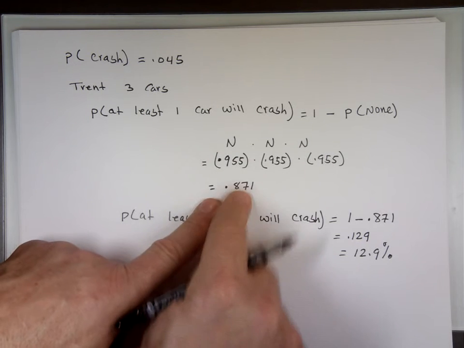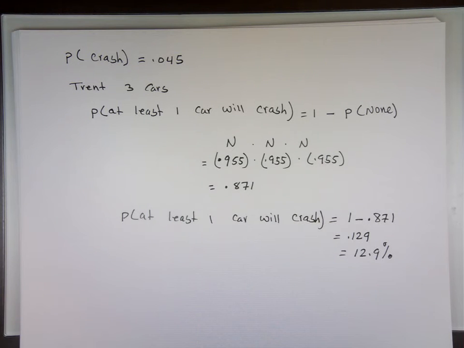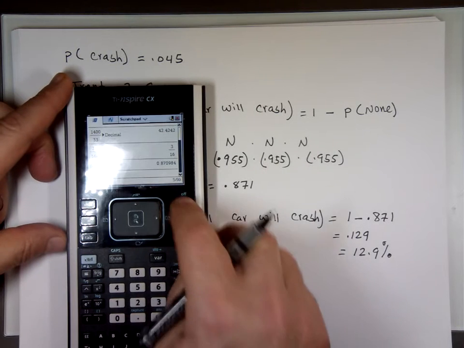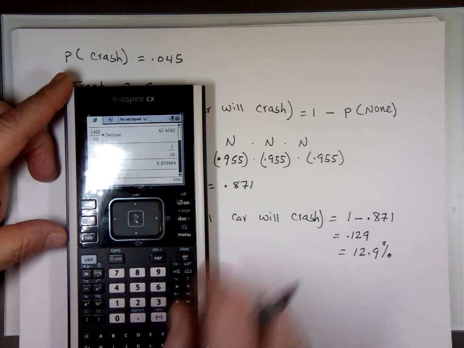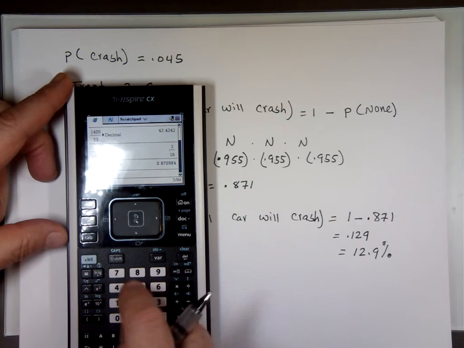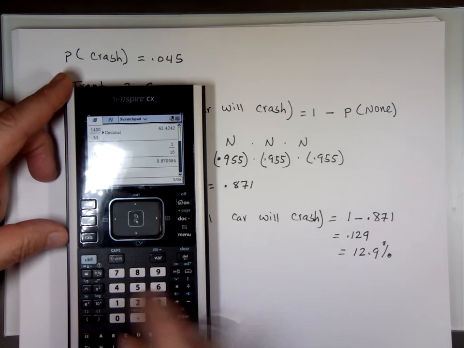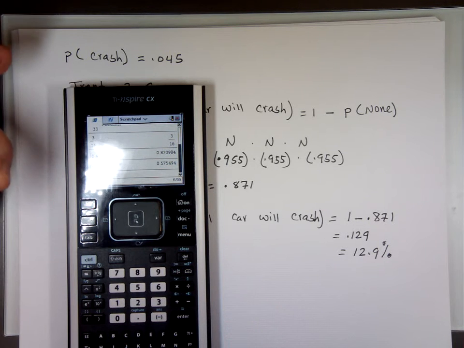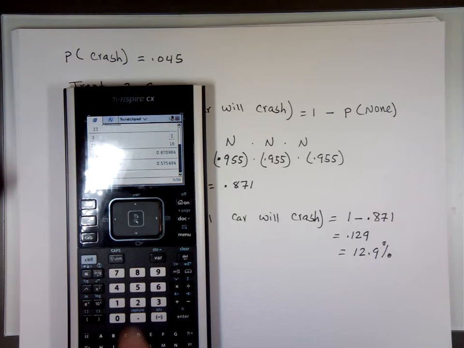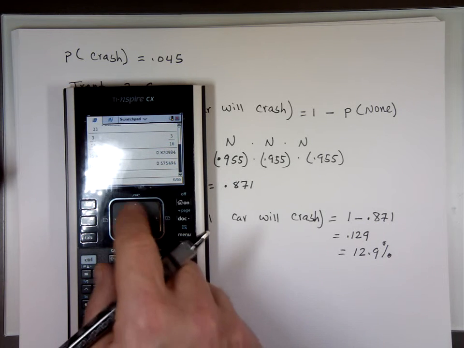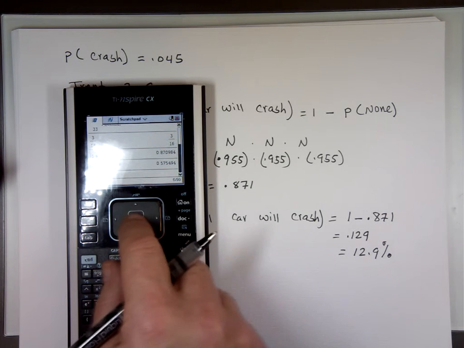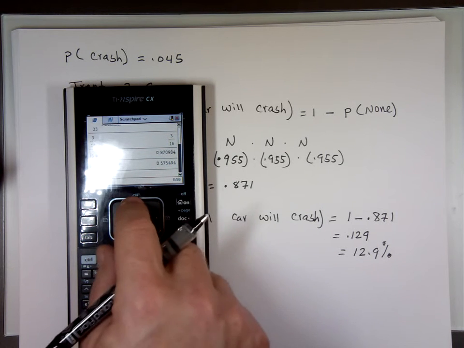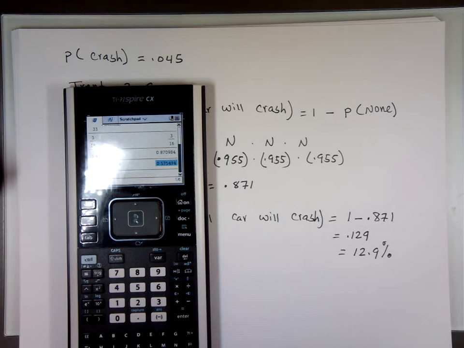0.955 to the power of 12 is 0.57. So you take 1 minus that number, and it becomes a 42% chance.